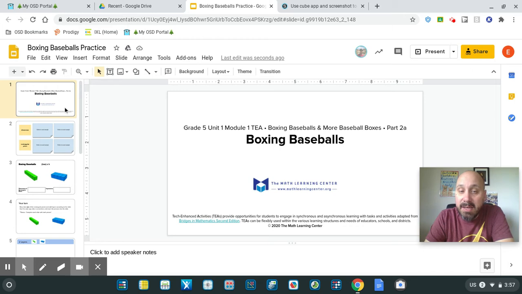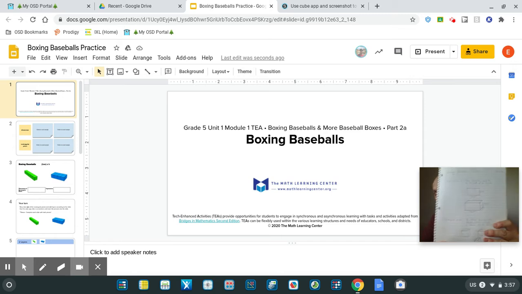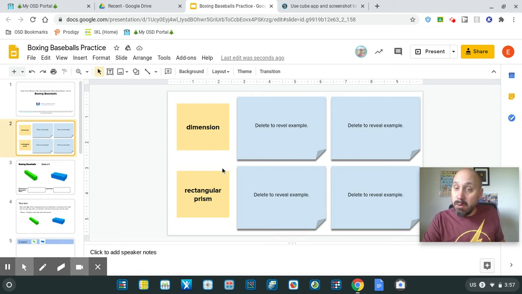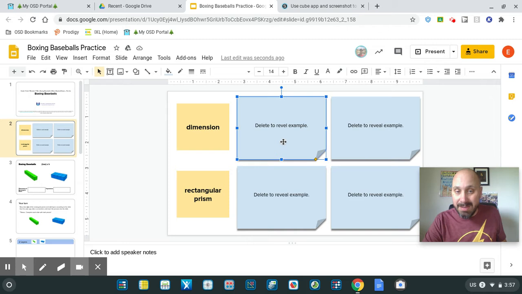For this activity, you will need your math notebook, because we're going to write some definitions down. From the previous video where I asked you to have a math notebook and an ELA notebook ready, here's your chance to get your math notebook out. The first thing we're going to do is write the definitions down for dimension and rectangular prism. Okay. So I'm going to delete these because it says delete to reveal example.